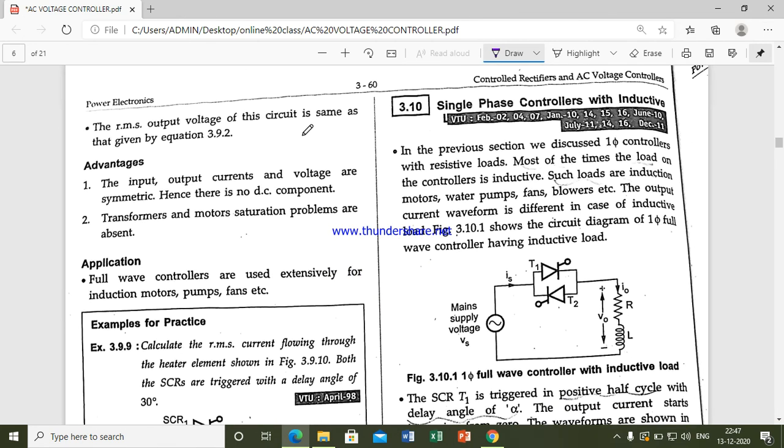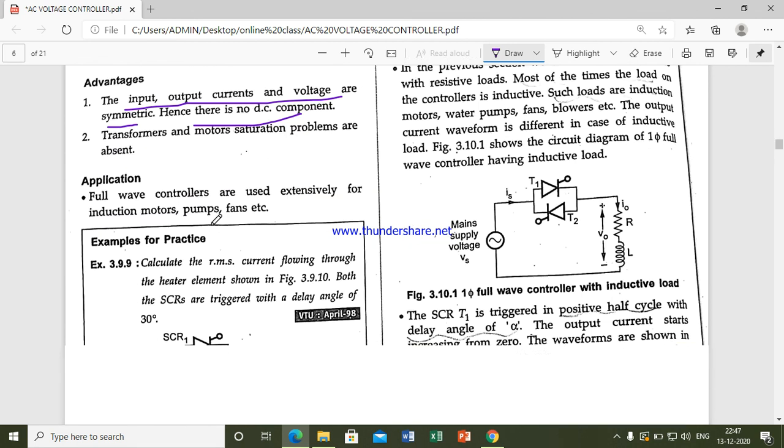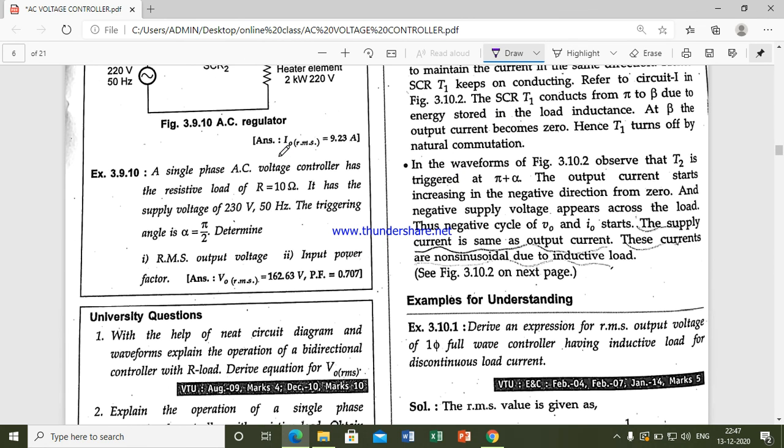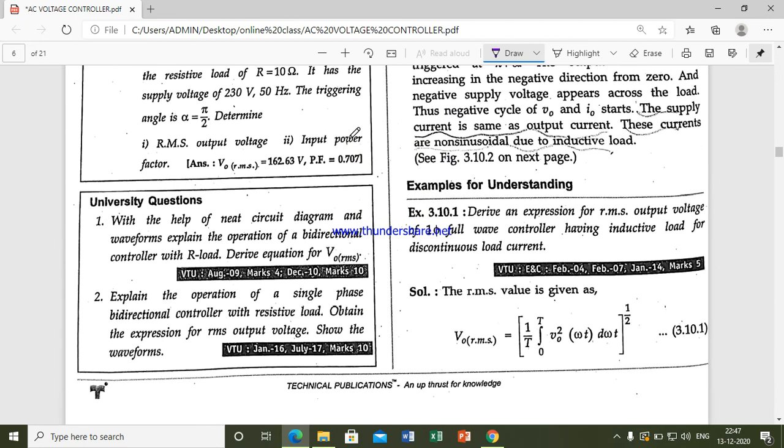So we have some advantages. Input and output current and voltage are symmetric, as we have seen. There is no DC component. Transformer and motor saturation problems are absent. Full wave controllers are used for induction motors, and in some fans it is used, because you are controlling the fan in both cycles, you want to apply the voltage.